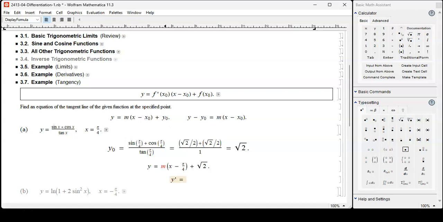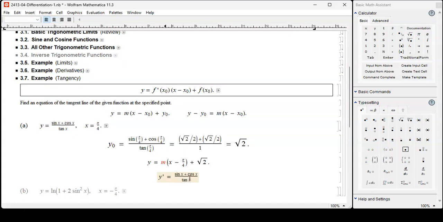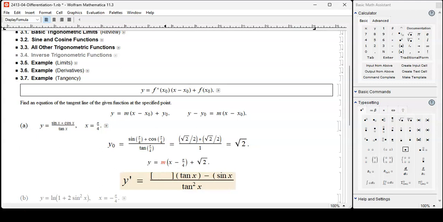So let's find the derivative function. How do I do that? Well, here we go. Let's use the quotient rule. So denominator squared, we need a little bit bigger font. And then what do we have? u prime v, minus u v prime.